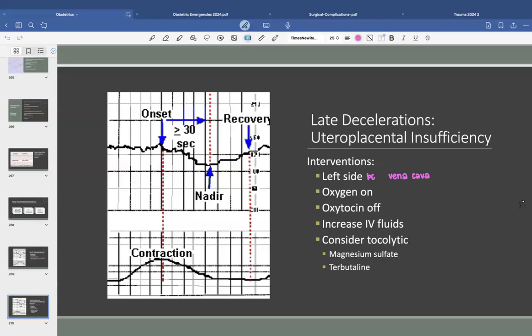We're going to increase IV fluids, and then we will consider tocolytics. If the decelerations are persistent, you might give a tocolytic like magnesium sulfate to help relax the uterus. Magnesium sulfate will help relax the uterus. When else do we use magnesium sulfate? Seizure prophylaxis. And in what condition? Preeclampsia or eclampsia. Good.